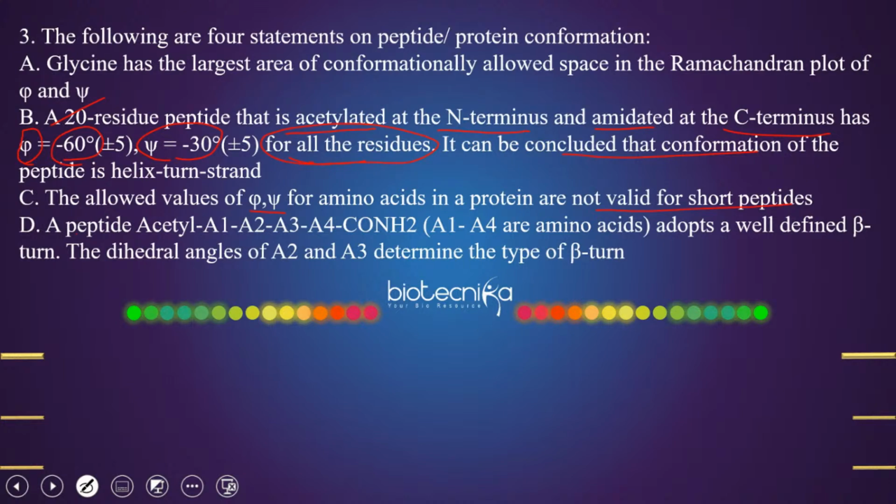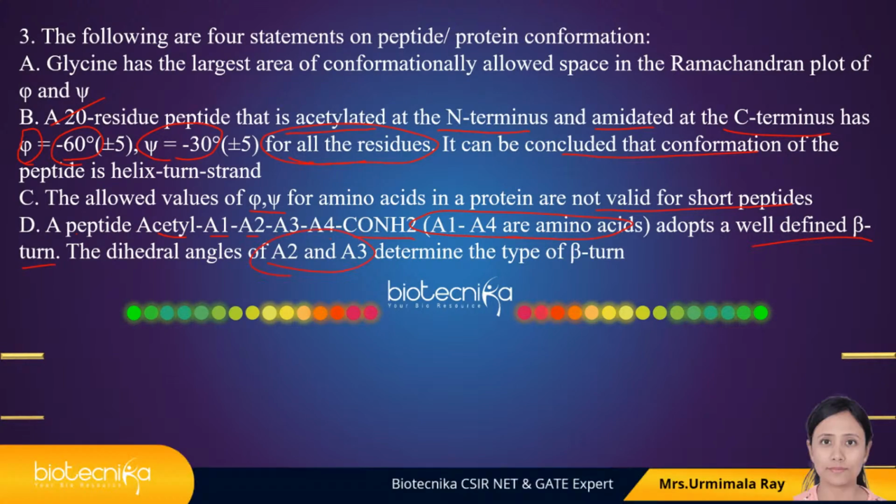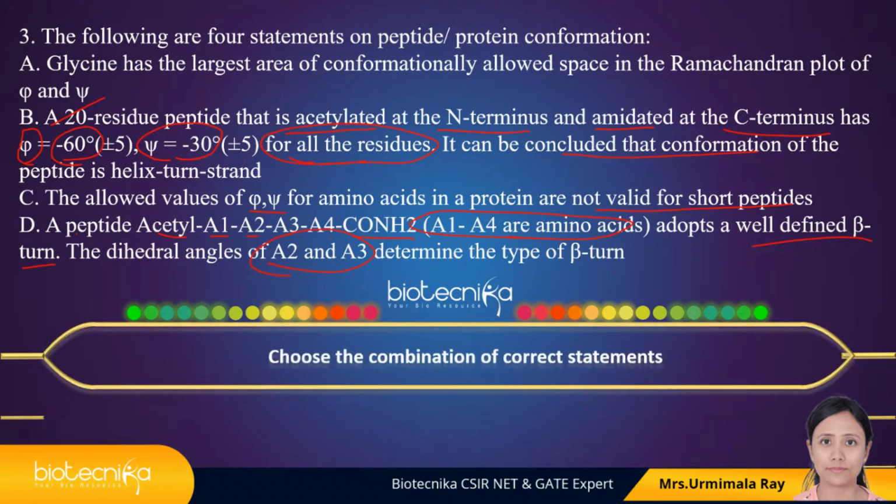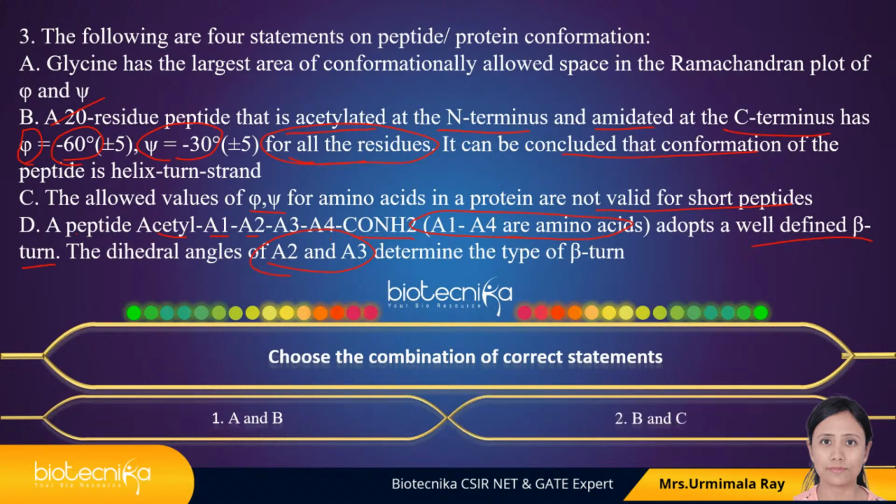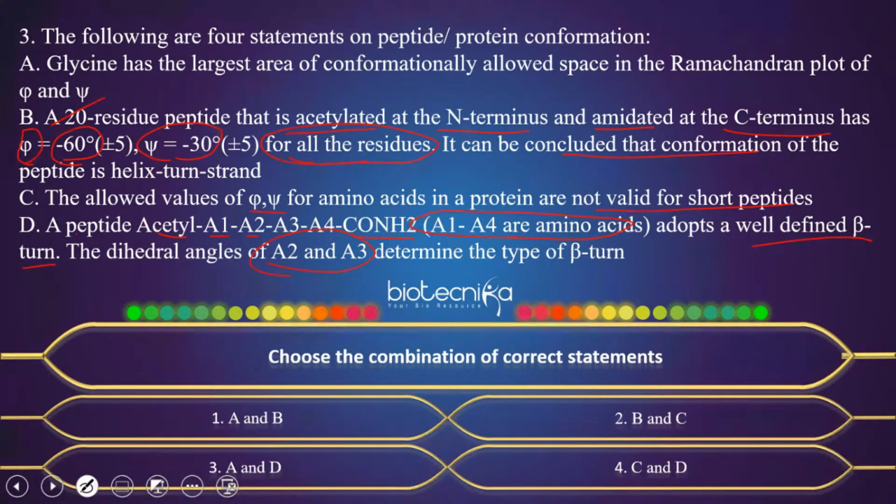Fourth, a peptide acetyl A1, A2, A3, A4, CONH2, basically a tetrapeptide, adopts a well-defined beta turn. The dihedral angles of amino acid second and amino acid third determine the type of beta turn. Okay? So choose the combination of correct statements. A and B, B and C, A and D, and C and D. Come on, answer it.